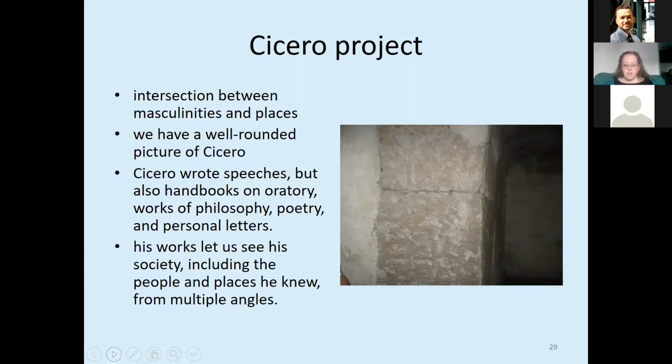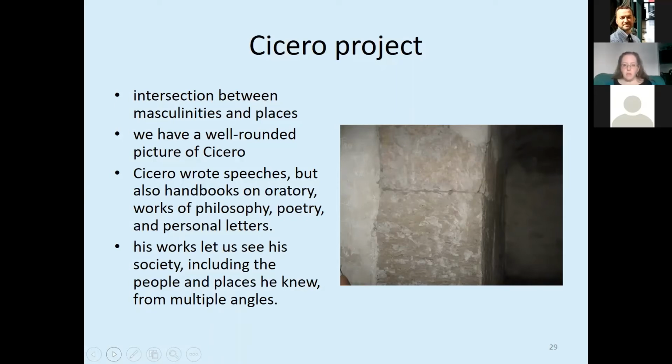So the Cicero Project, getting back to that: I am interested in the way that Roman masculinities intersect with places in the city of Rome, as portrayed by Cicero, the politician, orator, and philosopher who lived in Rome in the 1st century BCE.